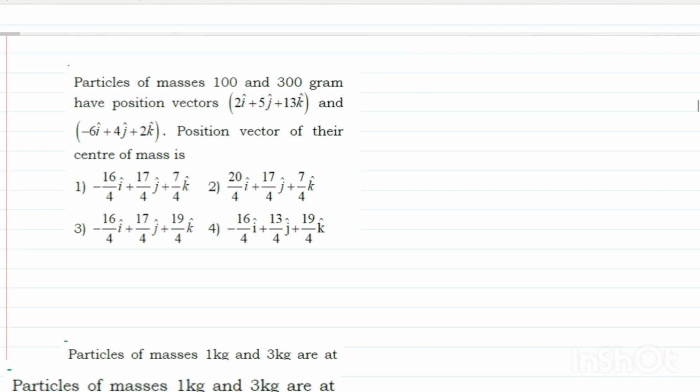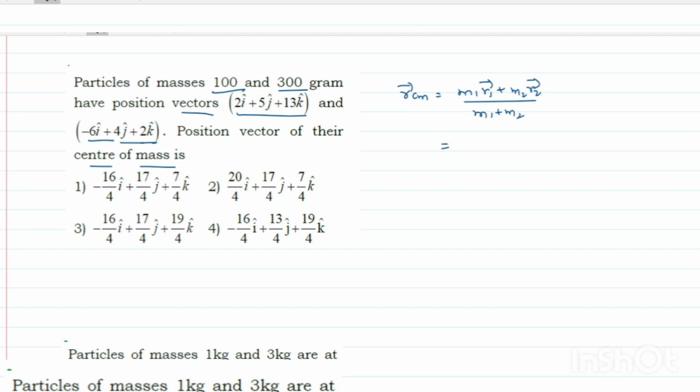Let us see the next question. The next question says particles of masses 100 and 300 grams have position vectors 2i cap plus 5j cap plus 13k cap and minus 6i cap plus 4j cap plus 2k cap. They are asking for the position vector of their center of mass. The formula is r center of mass equals m1 into r1 plus m2 into r2 by m1 plus m2.